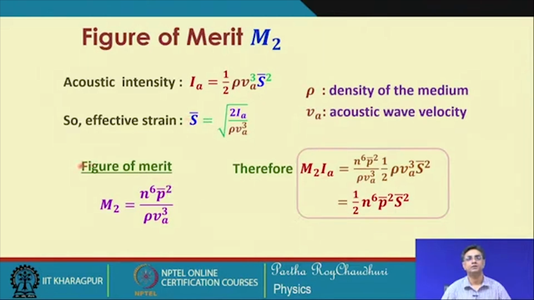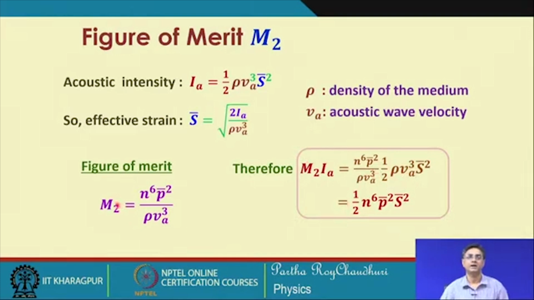Now, we define a very useful quantity, the figure of merit M2, that is defined in this way: n to the power of 6 p bar squared by rho V_A cubed. So, here in this place I will use this expression, rho V_A cubed is equal to twice A by S squared. If I use this here, you can see that if I multiply M2 into I_A, then you can get this equation.